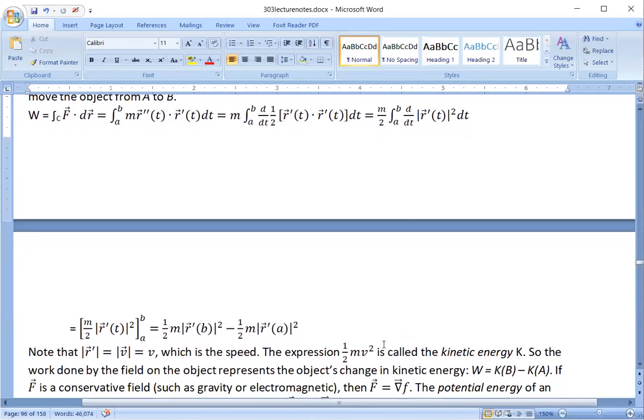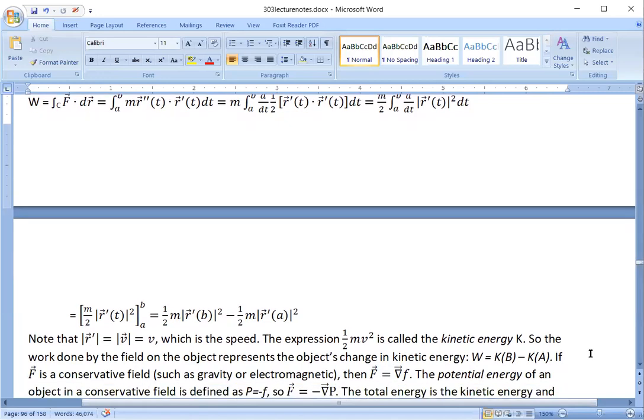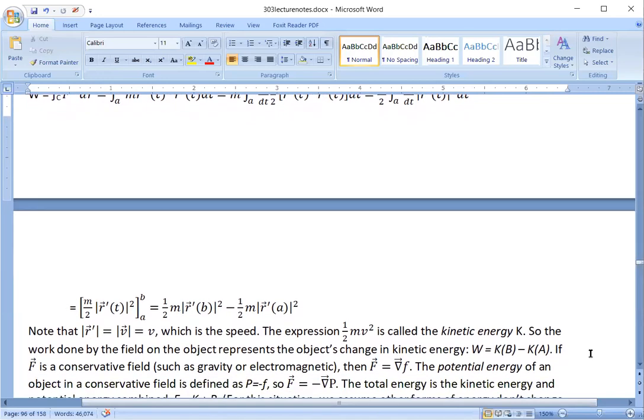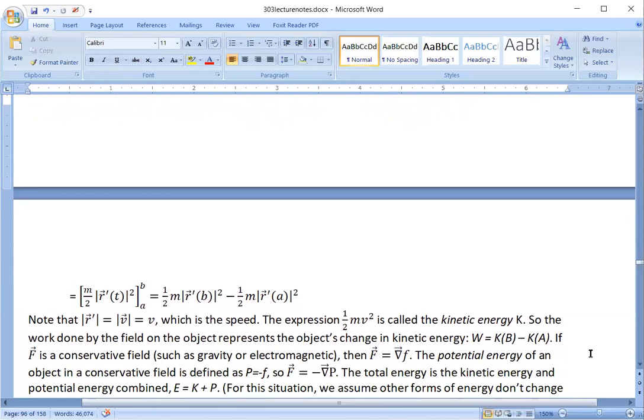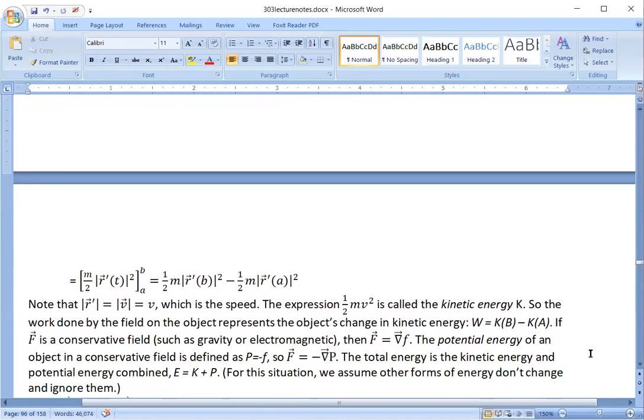Now, what if the force field is conservative? Then we know that the vector field F equals the gradient of some function f. Now, this is where we're going to go a little physics. The potential energy of an object in a conservative field, not the potential function, is defined as P equals negative f. So just take the gradient of both sides: the vector field F is just negative the gradient of the potential energy P. So we define the total energy to be the kinetic energy plus the potential energy, E equals K plus P. And for a moment, we're going to assume all other forms of energy are constant, so we get to ignore them. We're just looking at a simplified scenario.